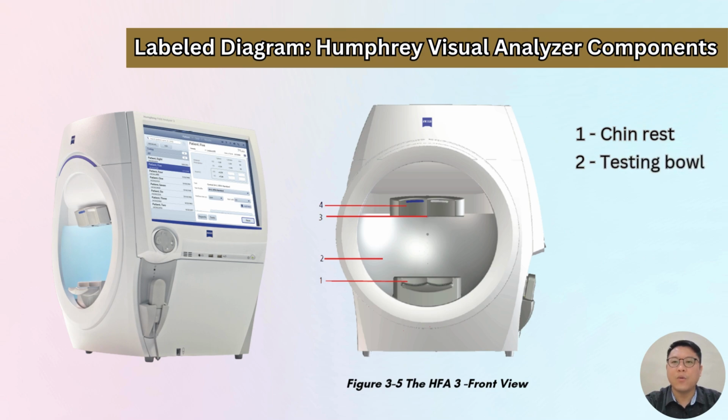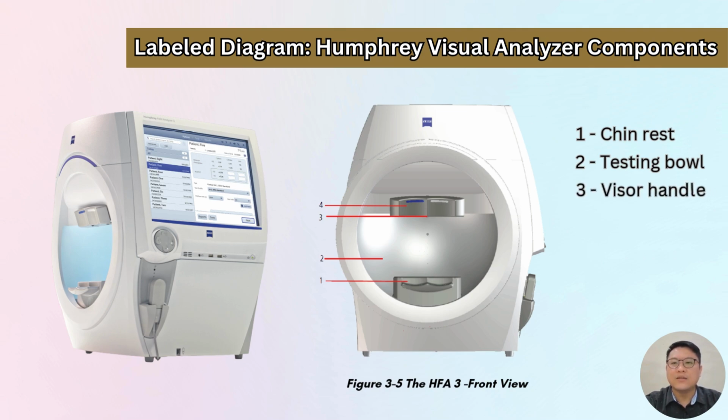Second is the test bowl. Positioned centrally in the device is the large white dome where light stimuli are projected. The patient focuses on a center target inside this bowl while different lights appear to map their visual field.